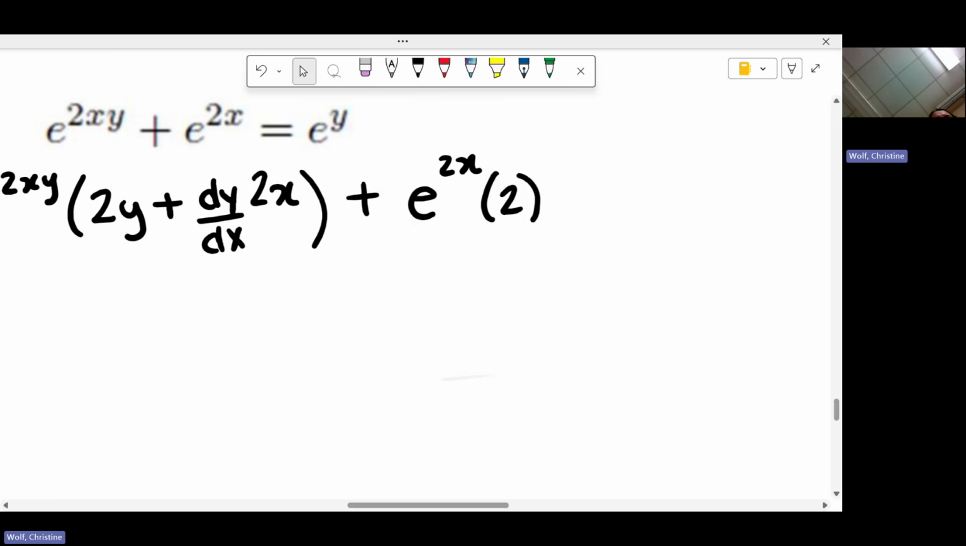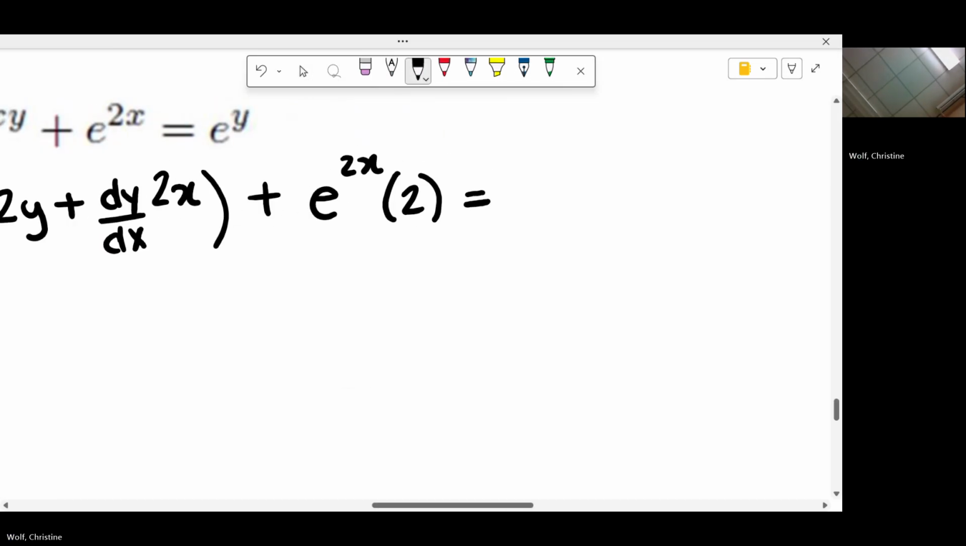Now, on the other side, you take the derivative of e to the y. Whenever you take the derivative of something with e, you recopy it. And now I take the derivative of my exponent. What's the derivative of y? 1. I normally wouldn't write it, but what am I going to write? dy dx.